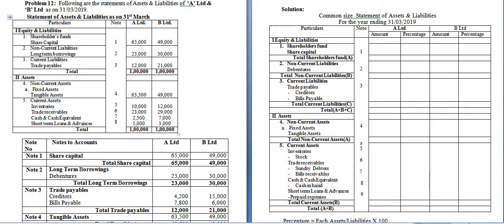Today we will be solving one more 15 marks problem on common size financial statement. Okay, this is the problem number 12. First I will read the problem. Following are the statements of assets and liabilities of A Limited and B Limited as on 31st March 2019. Okay, and this is the statement of A Limited and B Limited as on 31st March 2019.